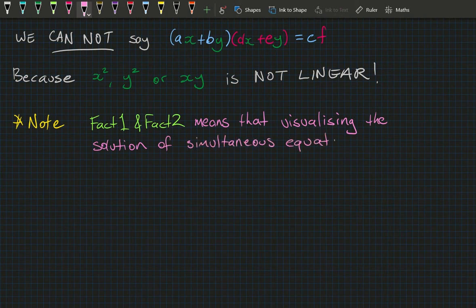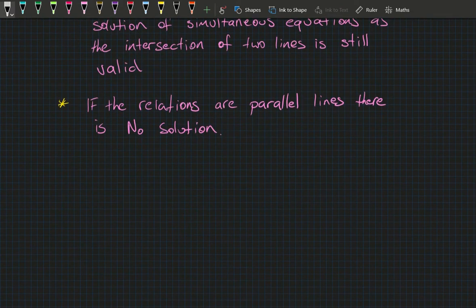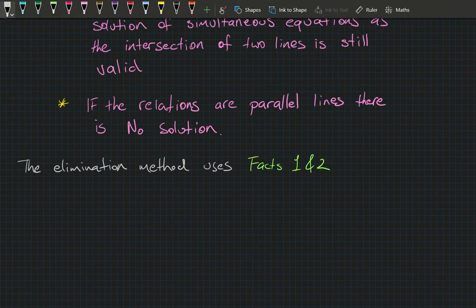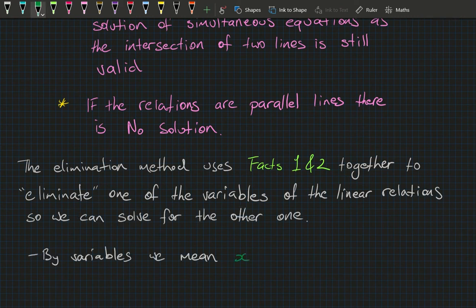Also note that fact 1 and fact 2 means that the concept of visualizing the solution of simultaneous equations as the intersection of two lines is still valid, which also means that if the relations are parallel lines, there's no solution. The elimination method is simply just using fact 1 and 2 together to eliminate one of the variables of the linear relations so that we can solve the other one. Typically by variables I mean x and y.